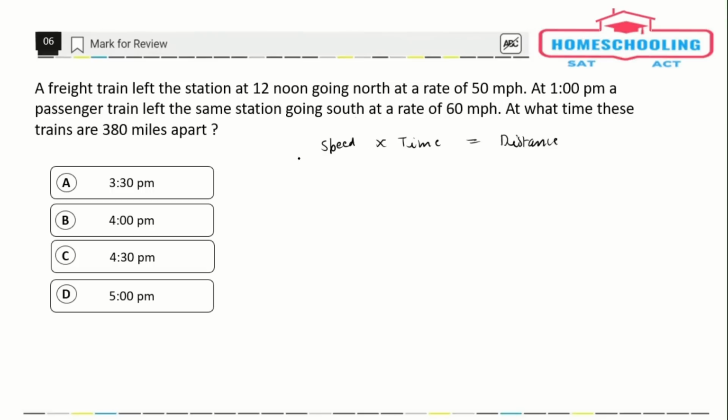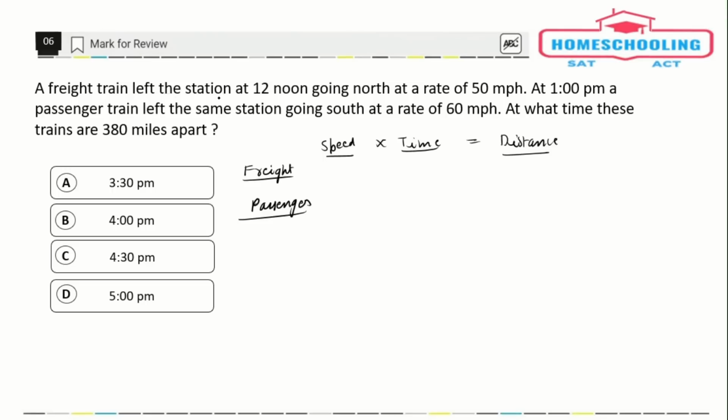You know this formula? Speed is equal to distance upon time, so distance is equal to speed into time. So what we want to do right here is, there are two types of train, freight train and passenger train. Now we'll write all the data here.